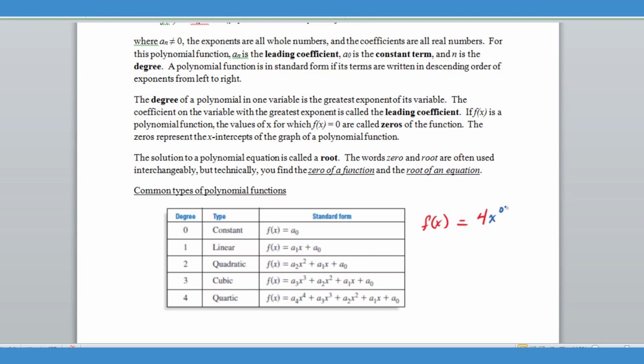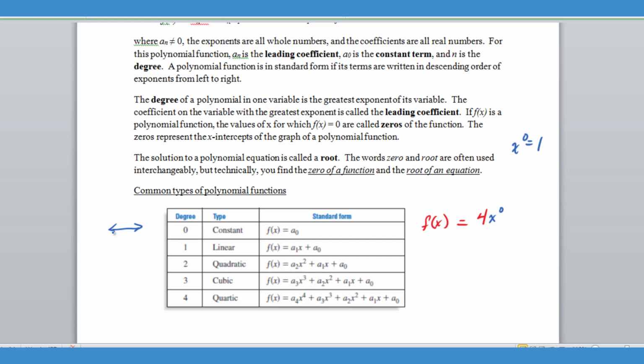And if you recall, x to the 0 power is equal to 1. And so since x to the 0 is equal to 1, we tend not to write it. So f of x equals 4, f of x equals 2, f of x equals negative 3. These are all constant functions. Now, hopefully you remember that a constant function gives you what we would call a horizontal line. And so anytime you see f of x equal to just some singular number without the variable there, we're looking at a horizontal line.